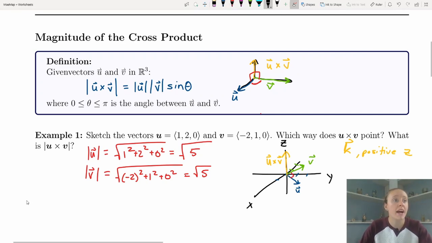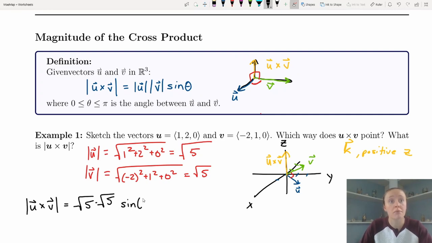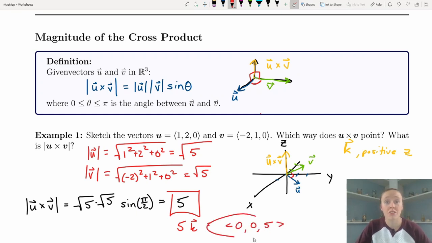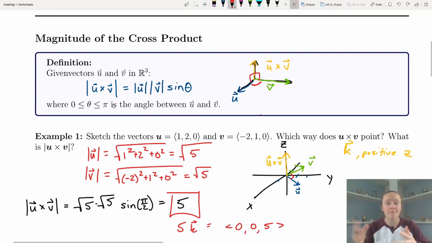Now we can find the magnitude of U cross V because we have the square root of 5 for the magnitude of U, the square root of 5 for the magnitude of V, and the sine of theta, the sine of pi over 2, that's equal to 1. So the square root of 5 times the square root of 5 is 5, times 1 gives us 5. So the magnitude of U cross V is 5. Knowing that this points in that K direction and our magnitude is 5, 5 times vector K is 0, 0, 5. So that is actually what the cross product is equal to. But we'll go ahead and learn how to calculate that next.